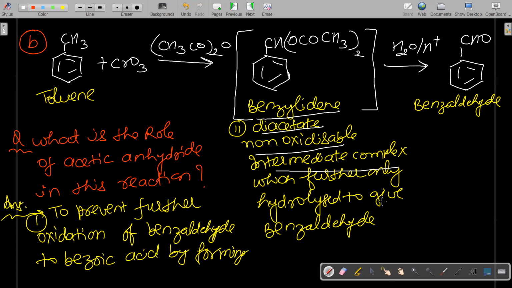So this is the reason that acetic anhydride is added in this reaction, to prevent the further oxidation of benzaldehyde to benzoic acid by forming a non-oxidizable intermediate complex. And this intermediate complex can only be hydrolyzed to give benzaldehyde as the final product. Right? Clear? Okay.